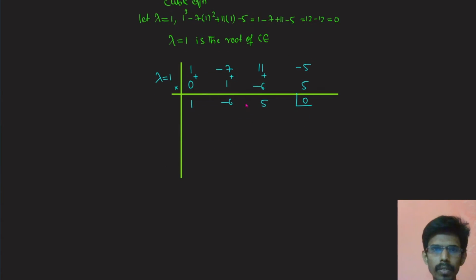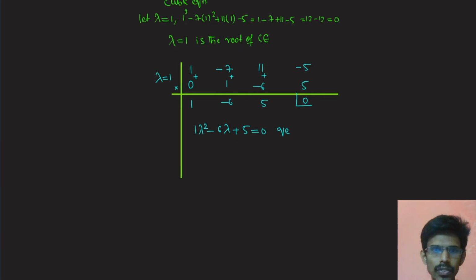Now from this 1, minus 6, 5, we'll get the quadratic equation as 1 lambda square minus 6 lambda plus 5 is equal to 0. This is the quadratic equation.